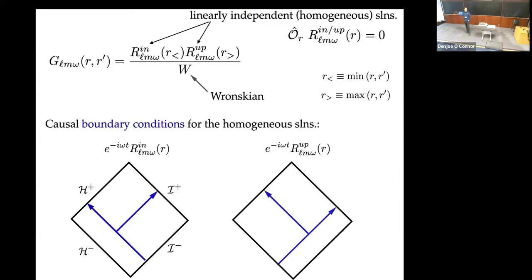So now we can go back to our books from undergrad. We've got an ODE, a Green function for an ODE. So how do you get this? Well, you find two real independent homogeneous solutions. I call them R in and R up. You need to choose them with the right boundary conditions. You evaluate them at two different spacetime points, the smaller radius and the larger radius, and you divide by the Wronskian of the two solutions.